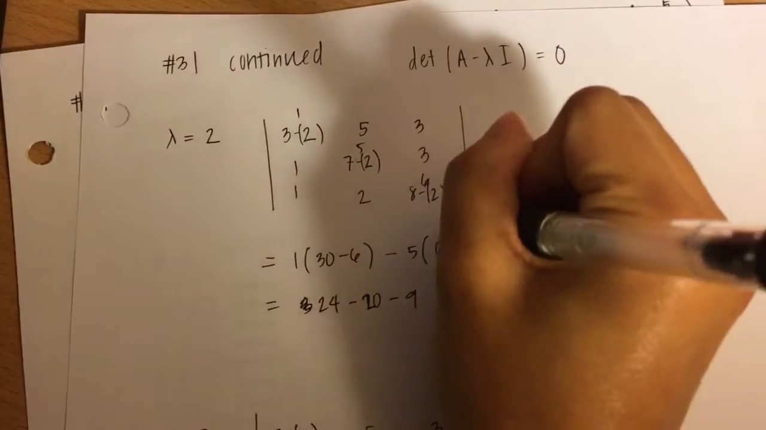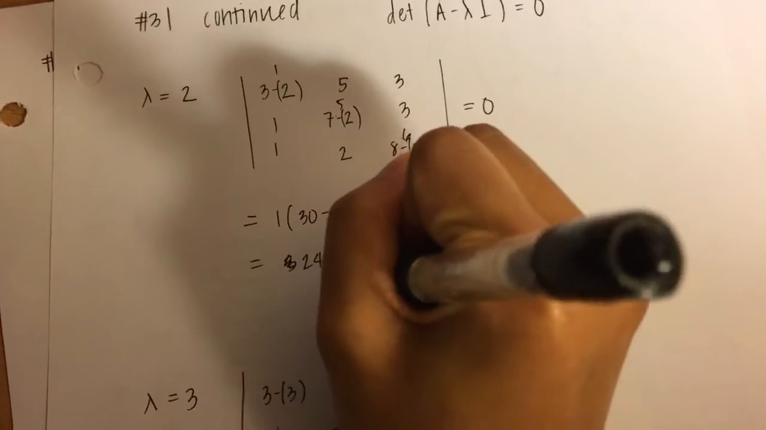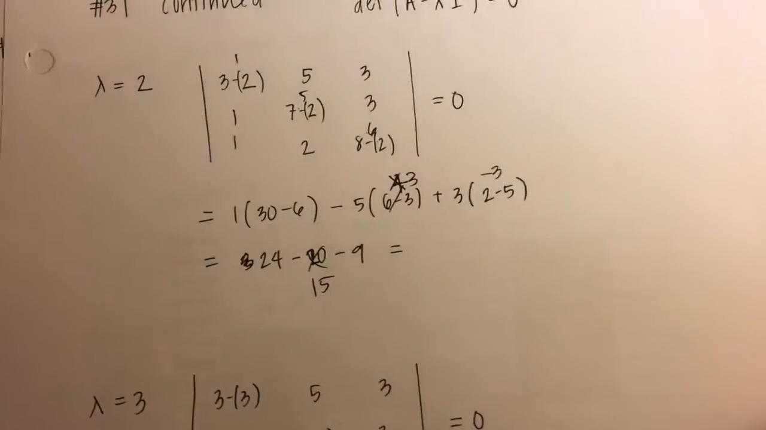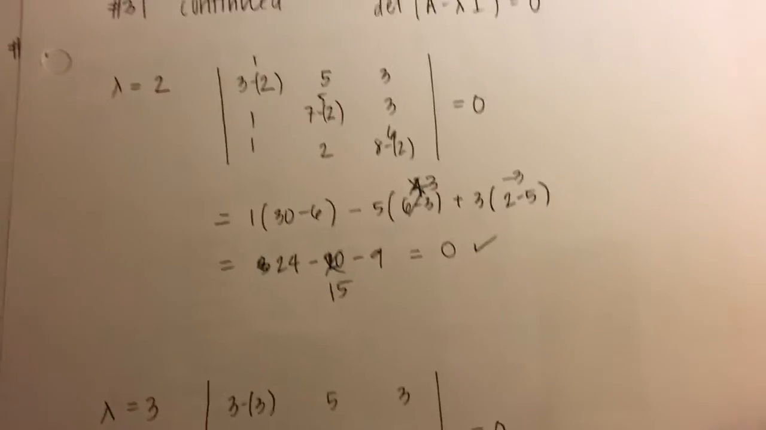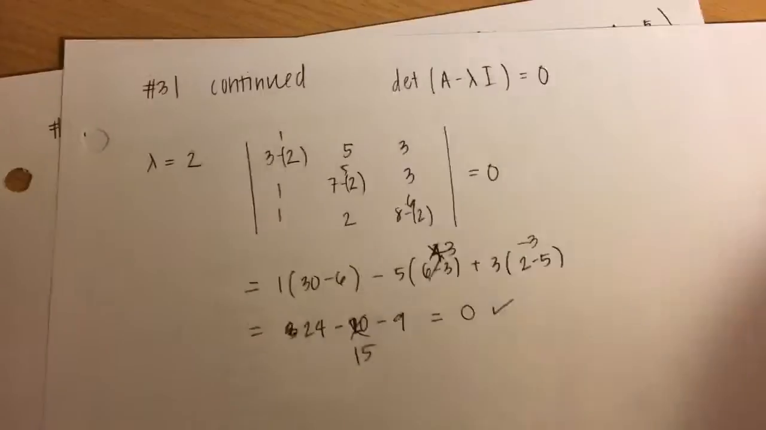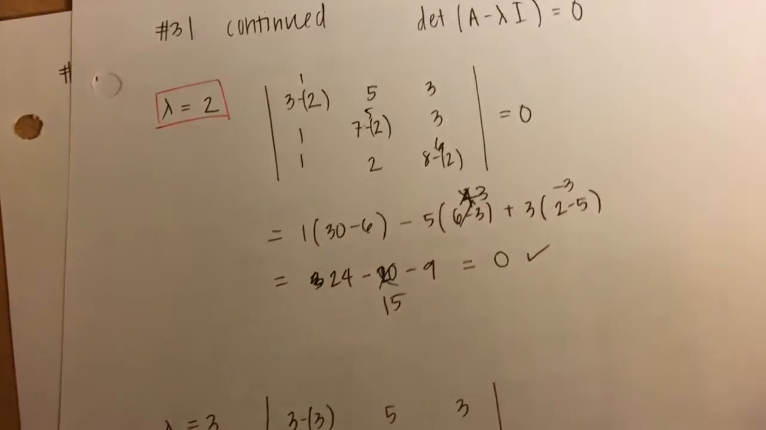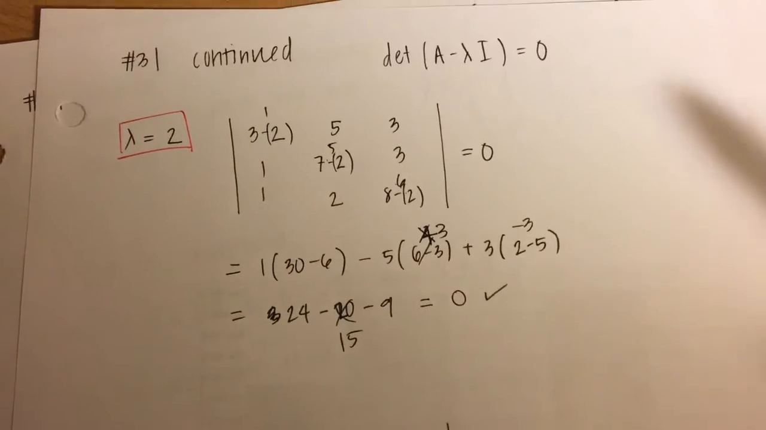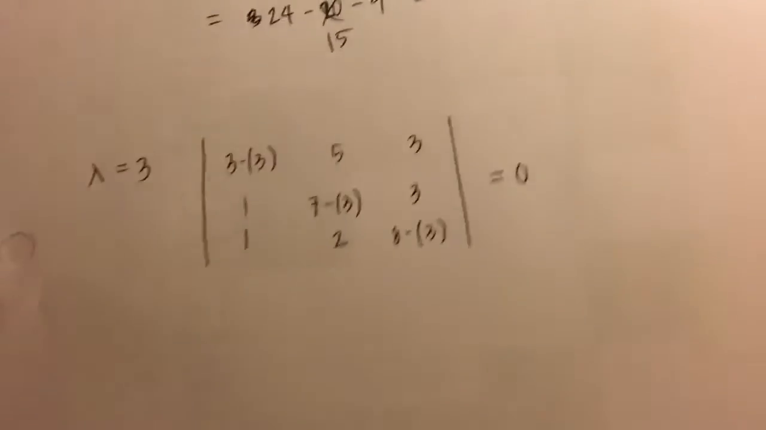Okay, I made a mistake. This is 3, and that's 15. Yeah. So now we get 0. All right. Thank you, Rochelle. All right. And so this is correct. 2 is an eigenvalue because the determinant is 0. Ta-da. All right. Now moving on.